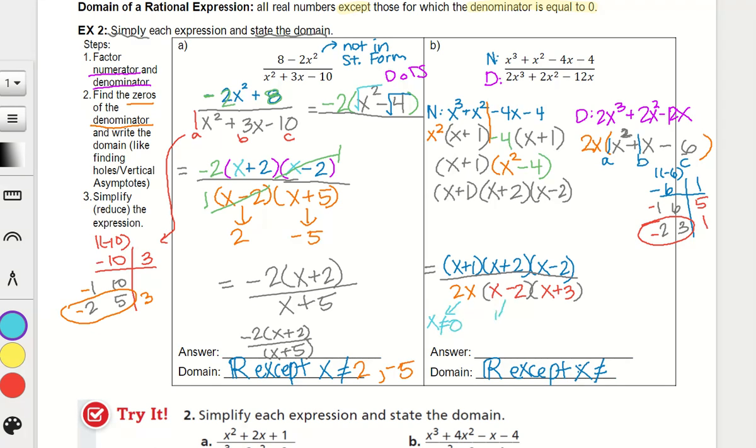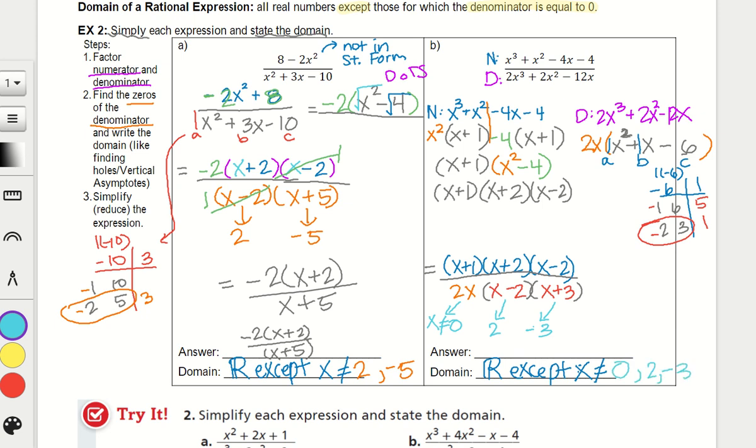If I have something that's a sum or difference, so notice there was no adding or subtracting in the 2x, that's why it was 0. If I find the 0 of this, positive 2 will make negative 2 0, and then negative 3 will make x plus 3 0. So my domain is all real numbers except 0, 2, and negative 3.